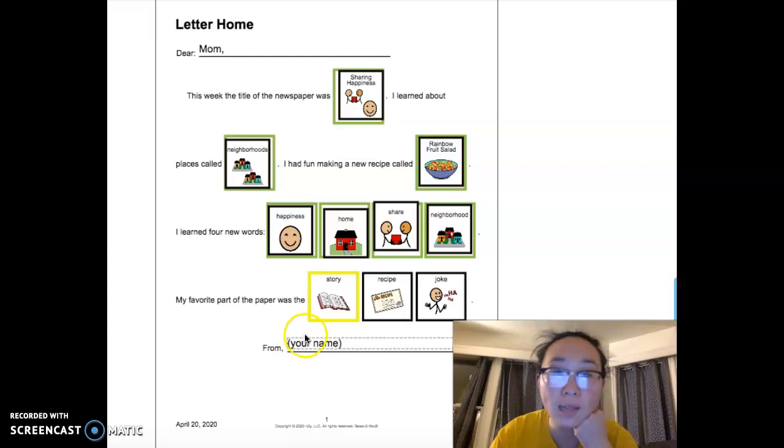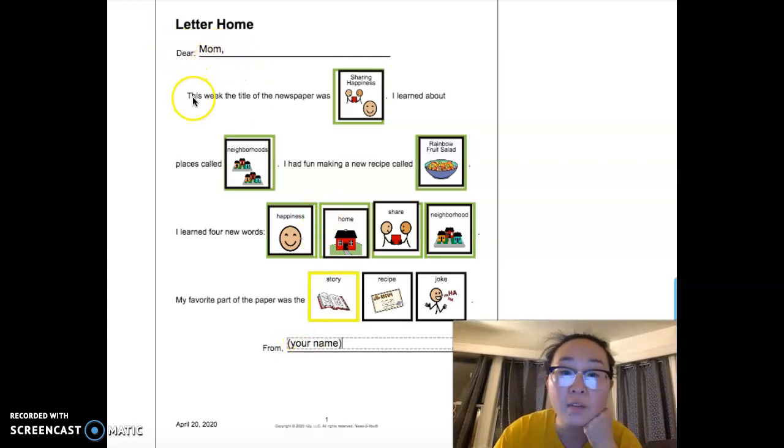So let's go over our letter home. We have, Dear Mom, this week the title of the newspaper was Sharing Happiness. I learned about places called neighborhoods. I had fun making a new recipe called rainbow fruit salad. I learned 4 new words. Happiness, home, share, neighborhood. My favorite part of the paper was the story. From, your name.